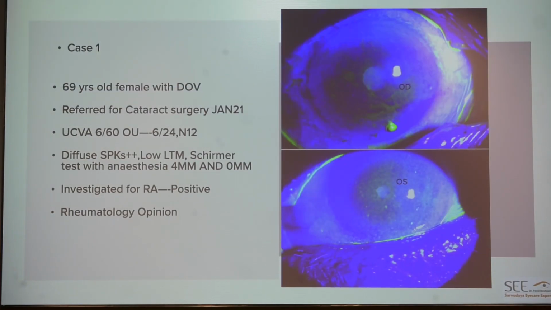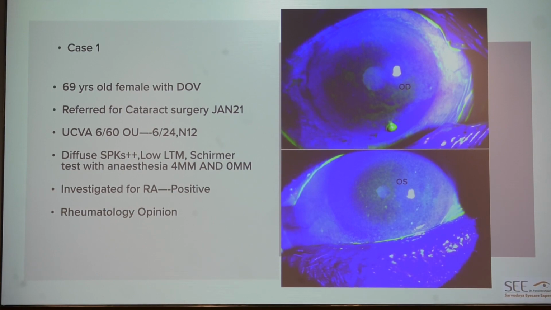So coming to the cases, this is case number 1, which is a 69-year-old female who was referred for cataract surgery to my practice. Her best corrected vision was 6/24, and when you look at the stain pictures, you can make out that there were diffuse SPKs in both the eyes, the left eye more than the right. She was investigated for rheumatoid arthritis, which turned out to be positive, and was referred to the rheumatology clinic for starting her on immunosuppressives.